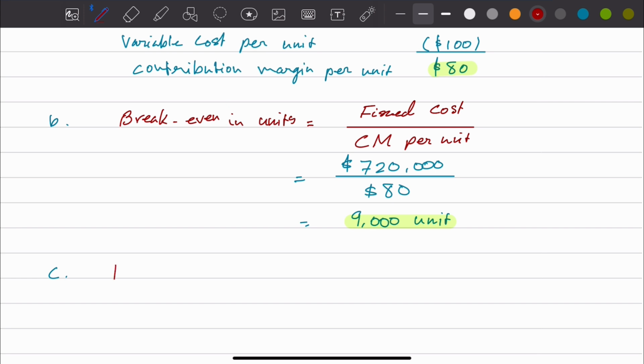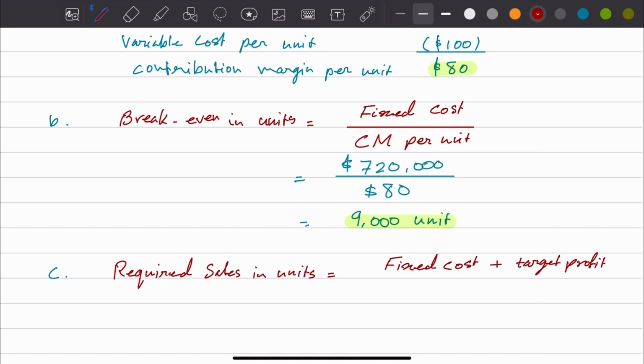So that's going to be the required sales in units, or we can call it target sales in units. That's going to be the fixed costs plus the target profit or the desired profits, or you can just write profits. It's all the same thing. Okay, divided by the contribution margin per unit. Okay, you notice it's the same formula.